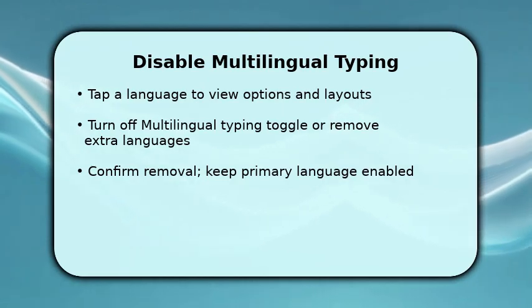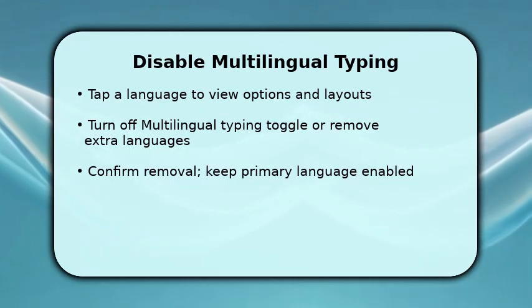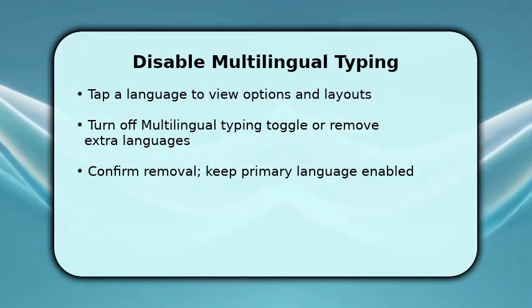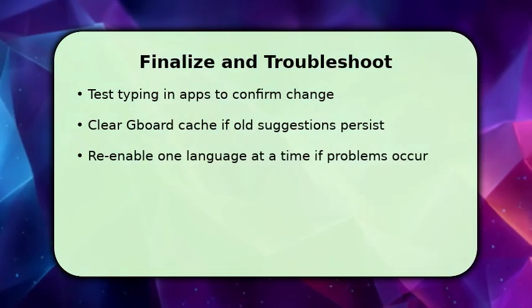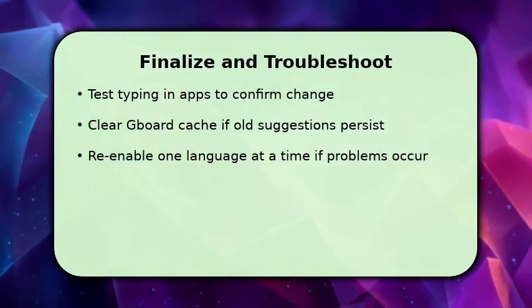Once you remove extras, Gboard will only suggest from remaining languages, reducing mismatches and accidental swaps while you type. Finish by testing typing in messages and search fields to confirm multilingual typing is disabled.